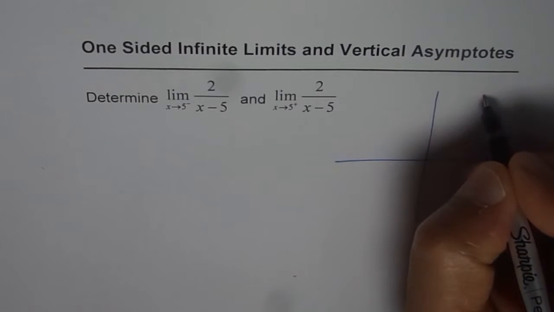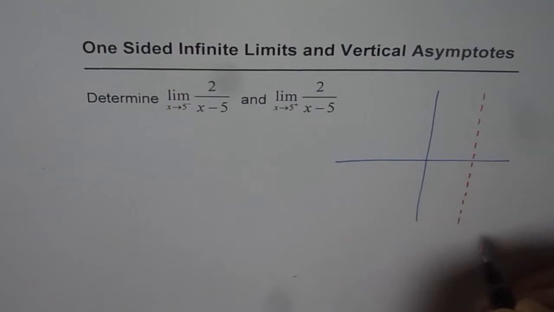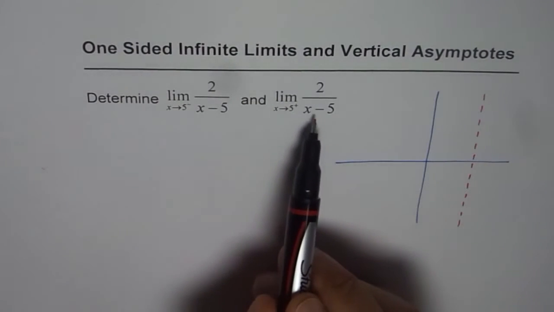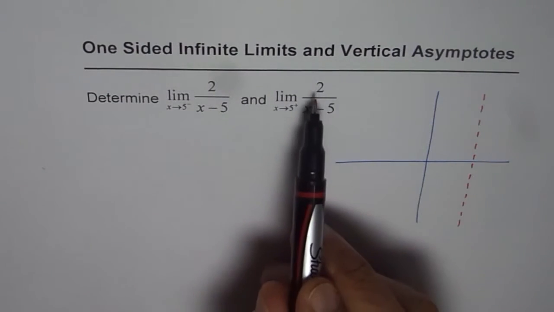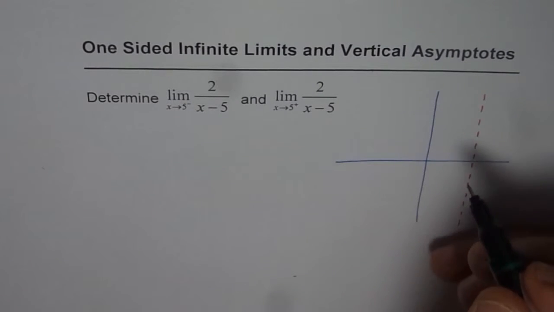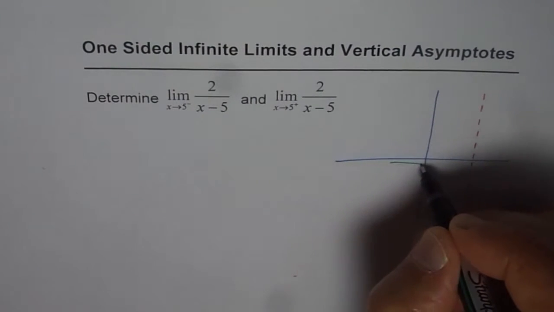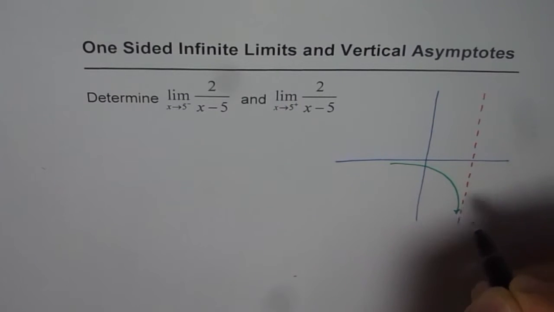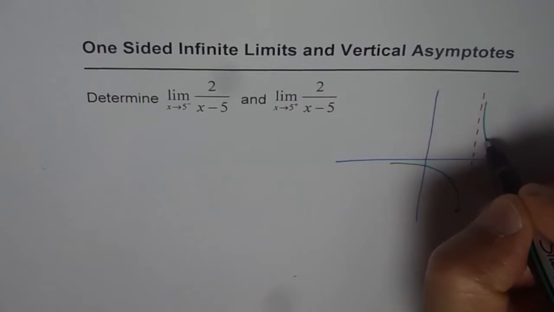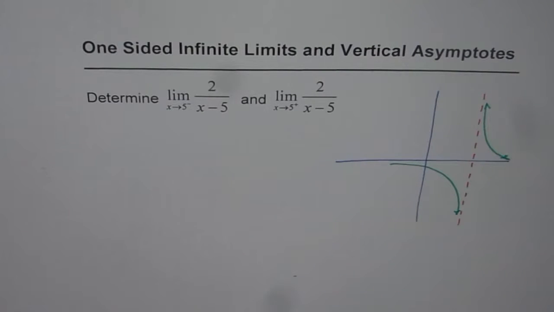So we have a vertical asymptote at x equals 5. It's a reciprocal function which is shifted 5 units to the right, and vertically stretched by a factor of 2. Now that reciprocal function, shifted with the vertical asymptote at 5, will look something like this. I'm not putting the values here since we are interested in the region close to 5, right? So that is how our function is going to look.